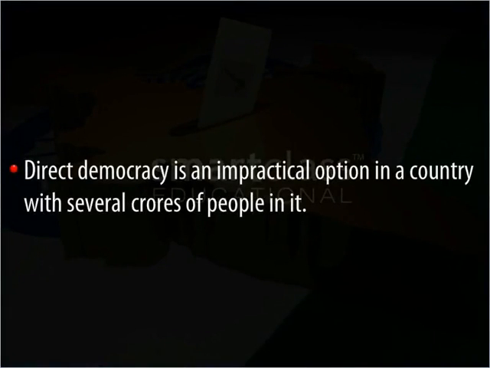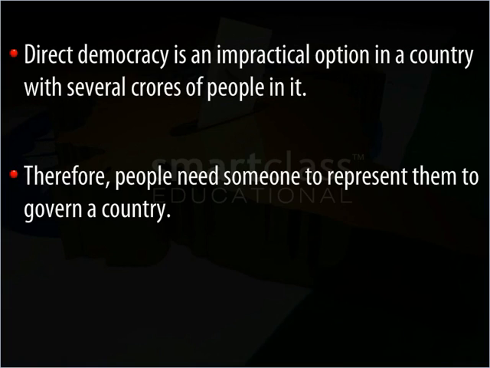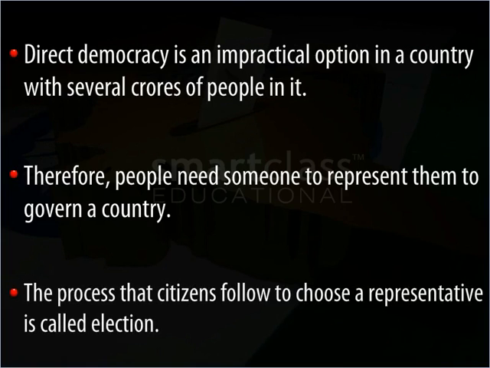Direct democracy is an impractical option in a country with several crores of people in it. Therefore, people need someone to represent them to govern a country. The process that citizens follow to choose a representative is called election.